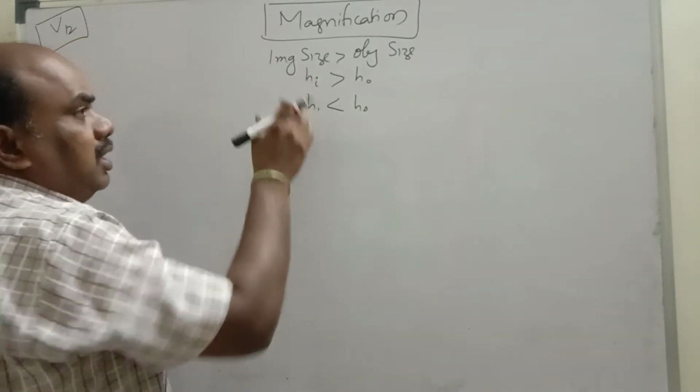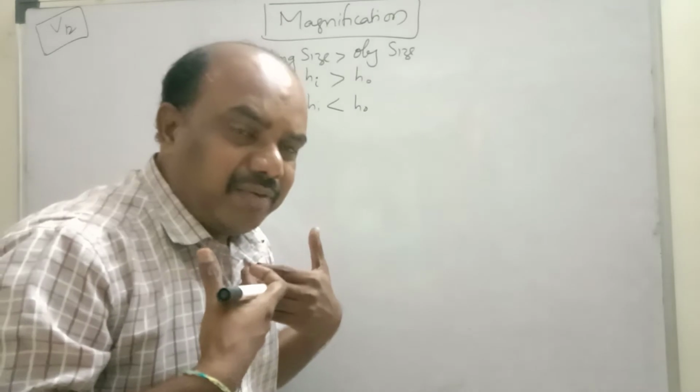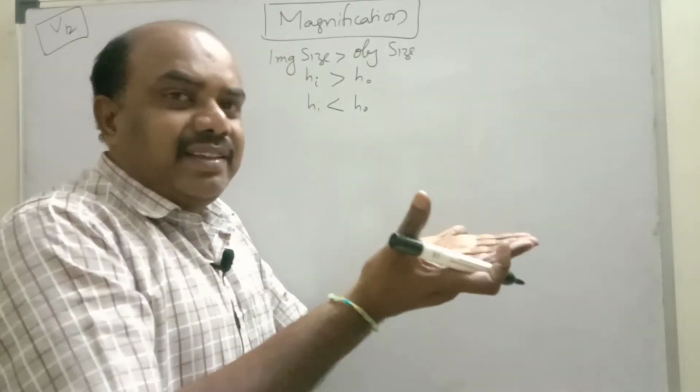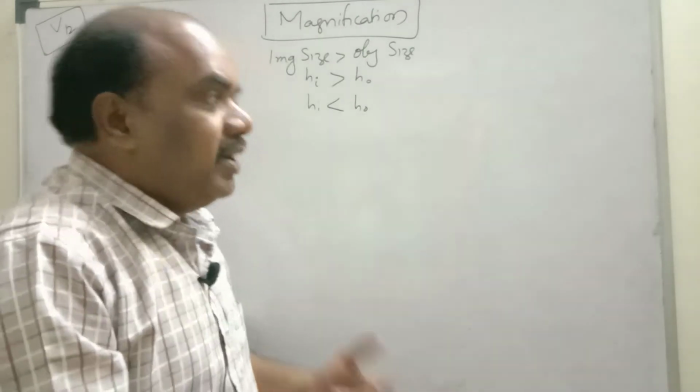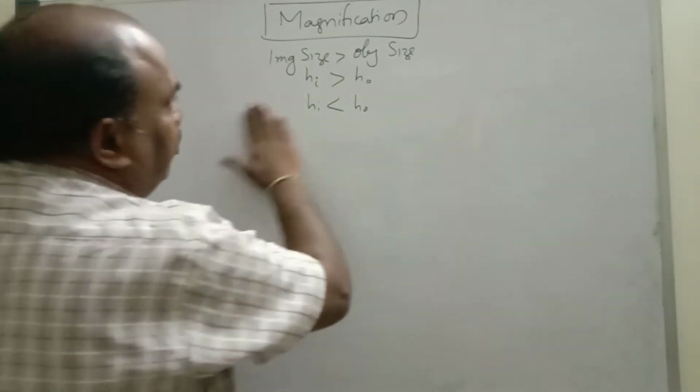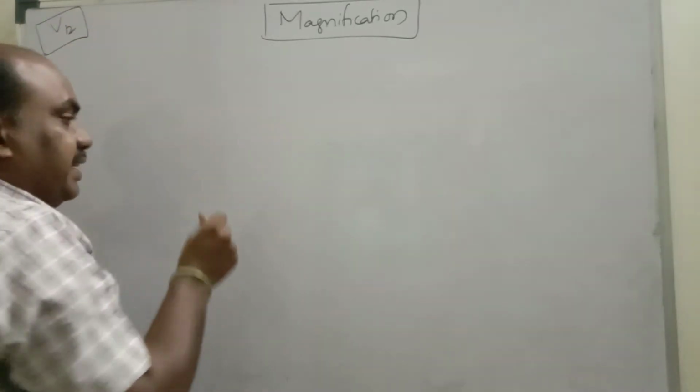Simple logic. Let us consider I am 5'5". If my image is 6 feet, then it is called a magnified image. If an image is only 4 feet, that is called a diminished image. How to find this derivation, how to calculate the magnification formula, we will see.